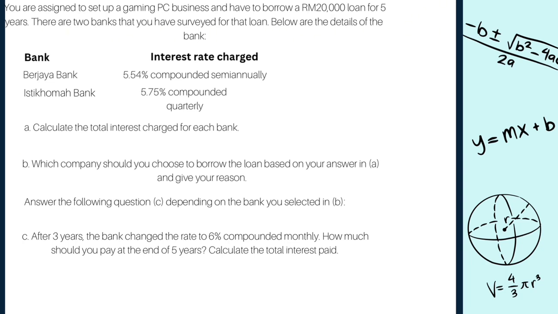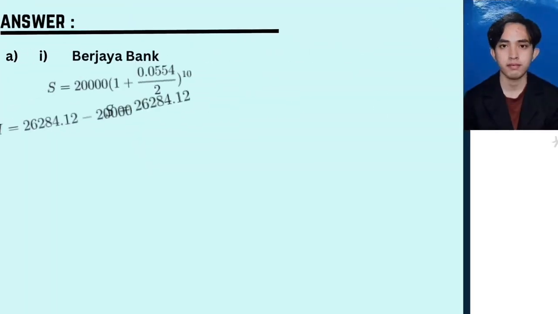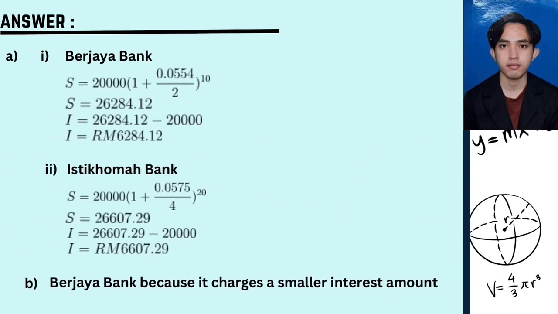Question A. Calculate the total interest charged for each bank. Firstly, we need to find the compound amount and minus it with the present value to get the interest amount. So we can use the compound amount formula. For Berjaya Bank, S equals 20,000, which is the present value, times (1 plus 0.055 over 2), because it is compounded semi-annually, to the power of 10. And we get S, which is 26,284.12.